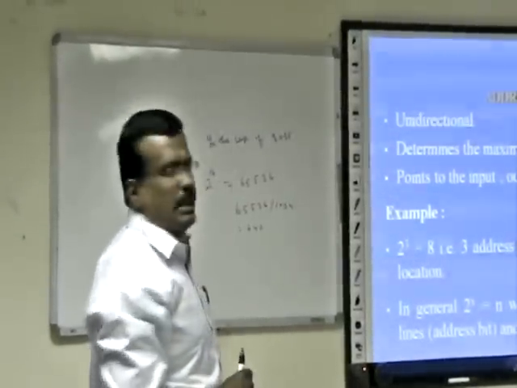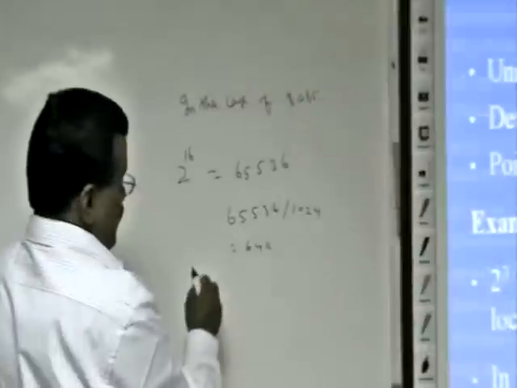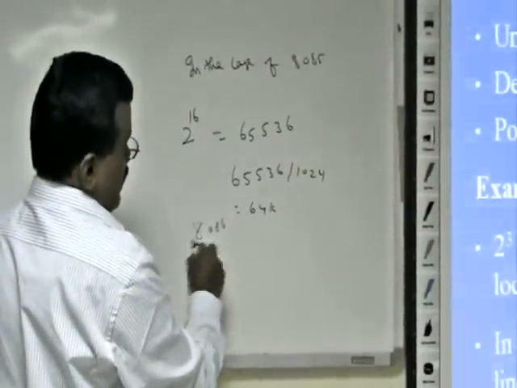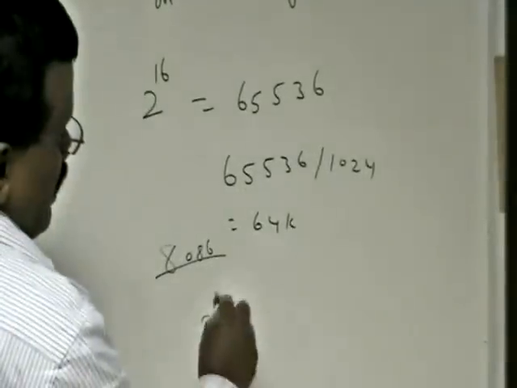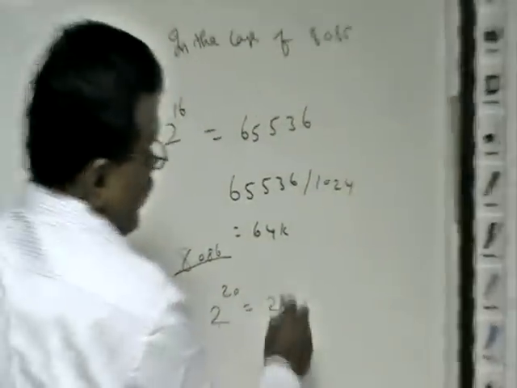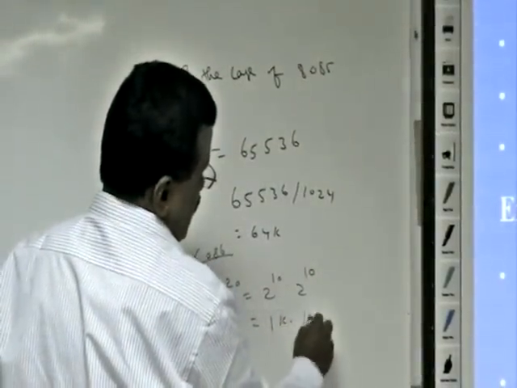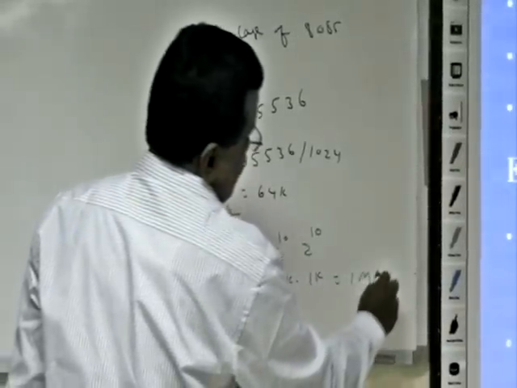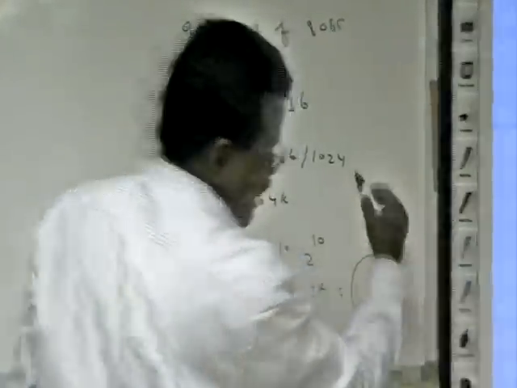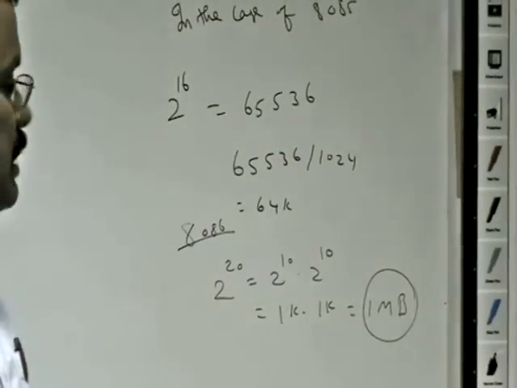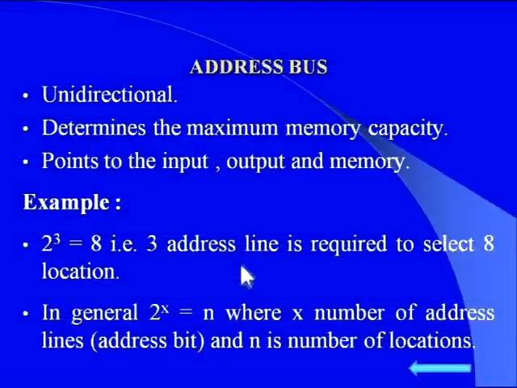This 64K is not sufficient. That is why people have gone for higher-end processors like the 8086. In the case of the 8086, the number of address lines is 20. So the maximum possible addressable locations are 2 to the power of 20, which is equal to 2 to the power of 10 into 2 to the power of 10, which is equal to 1K into 1K, which is equal to 1 MB. Even this 1 MB is not sufficient. That is why people have gone for still higher-end processors, and today we are with the Intel Dual Core processor. So in general, we can write 2 to the power of x equals n, where x is the number of address lines and n is the number of locations.